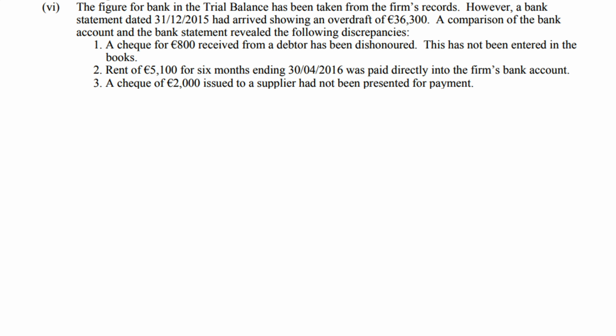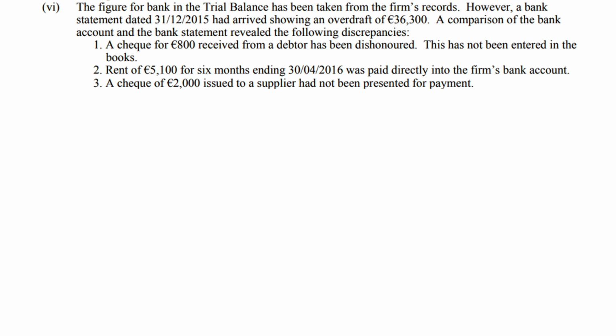Adjustment number 6 then is the bank adjustment. So the figure for bank in the trial balance has been taken from the firm's records. However, a bank statement dated the 31st of the 12th, 2015 had arrived showing an overdraft of €36,300. A comparison of the bank account and the bank statement revealed the following discrepancies.